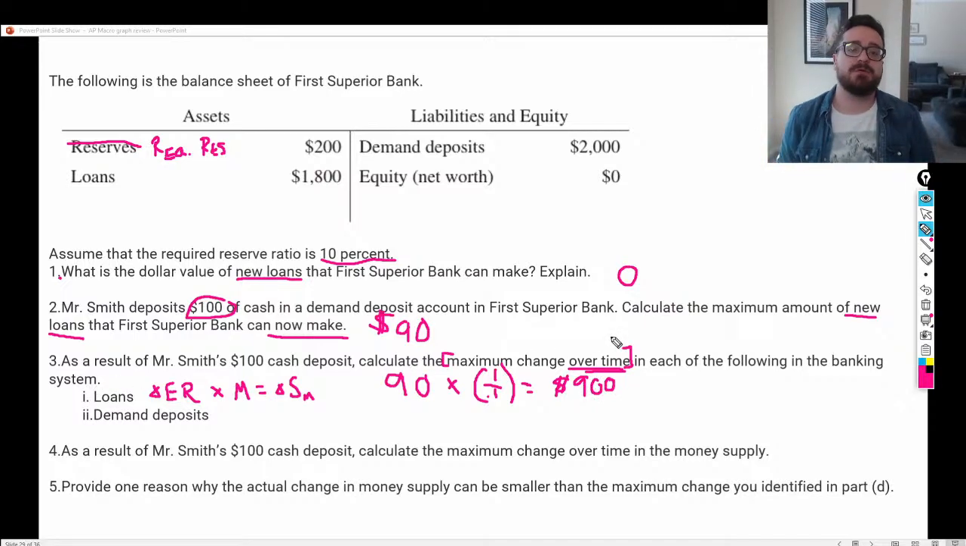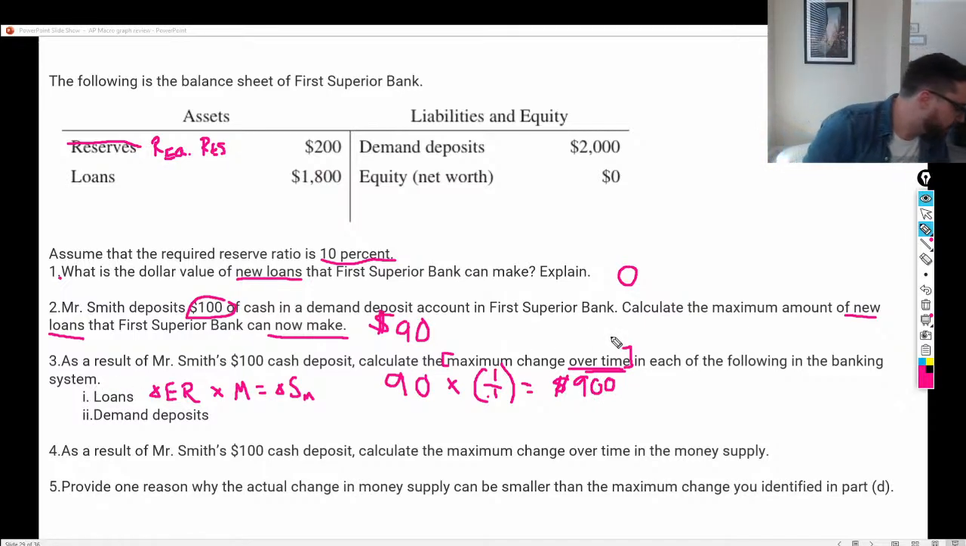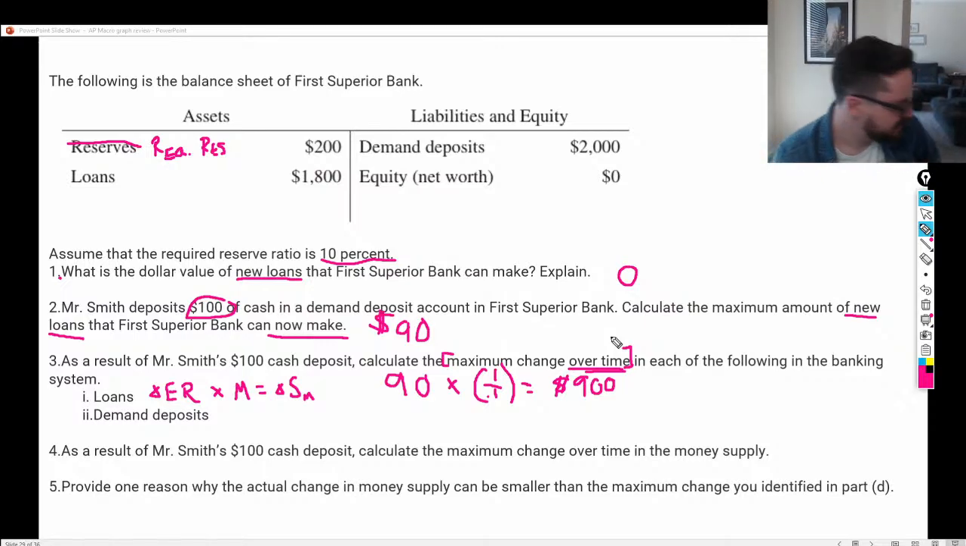The bank can loan out $900 over time by loaning out loans of loans of loans through the lending process, through what's called the money multiplier effect.